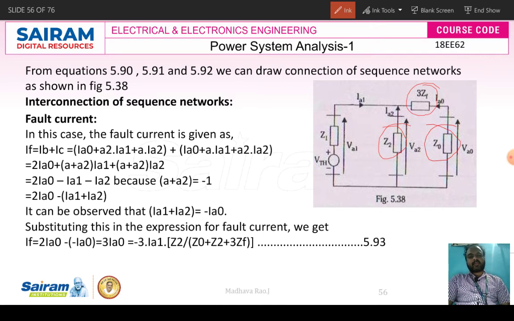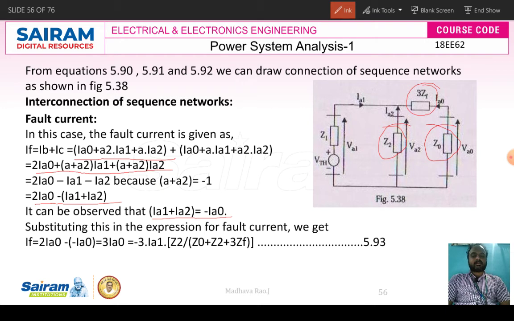So in this case the fault current IF is equal to IB plus IC, which is IA0 plus A square into IA1 plus A into IA2, and so on. So we will simplify this one. If you simplify, IF is equal to 2 into IA0 minus IA1 plus IA2 you will get. By considering IA1 plus IA2 is equal to minus IA0, the summation of these two currents is minus IA0.